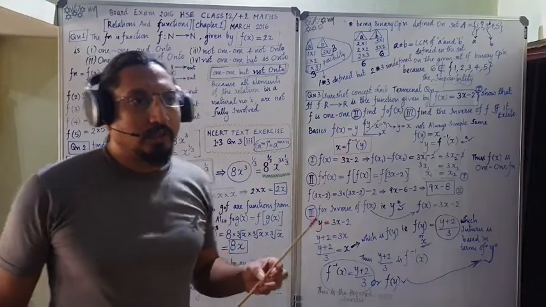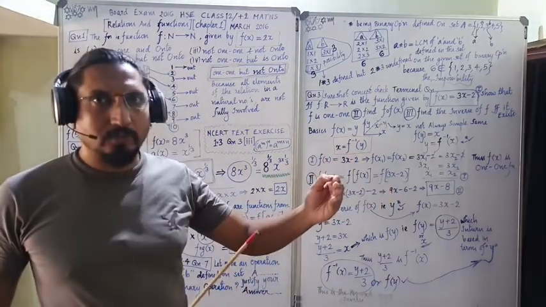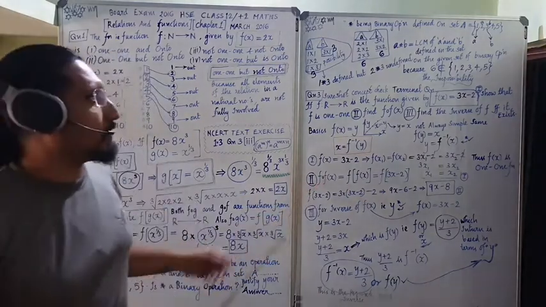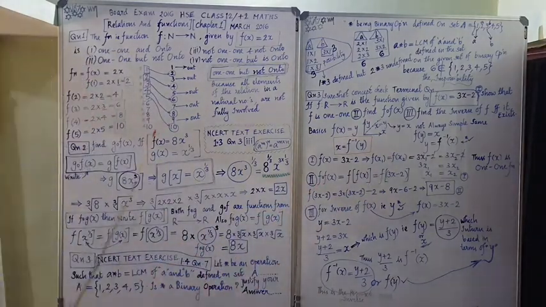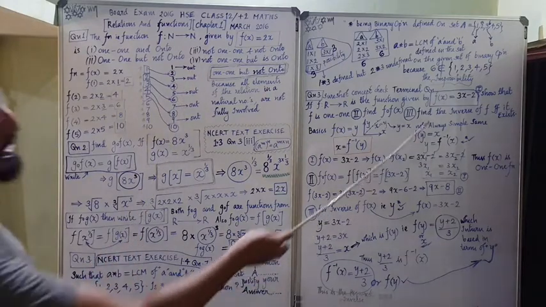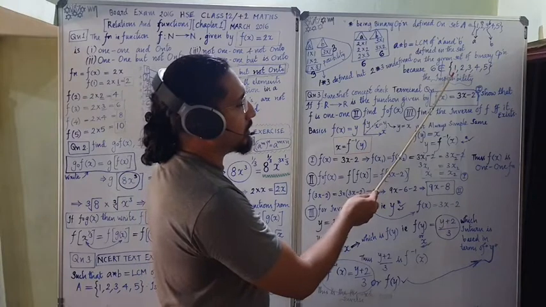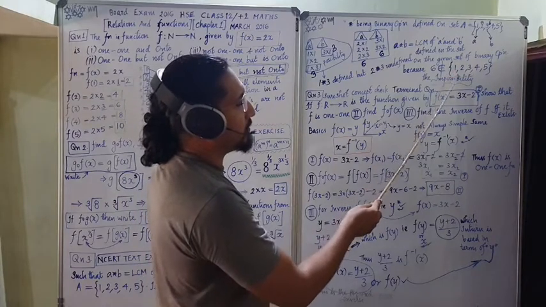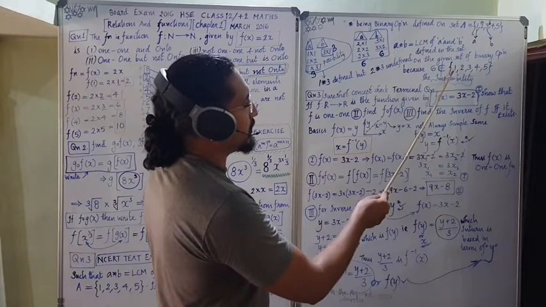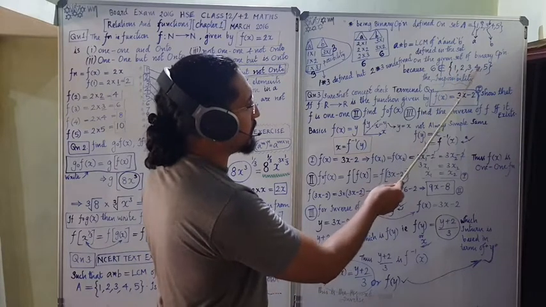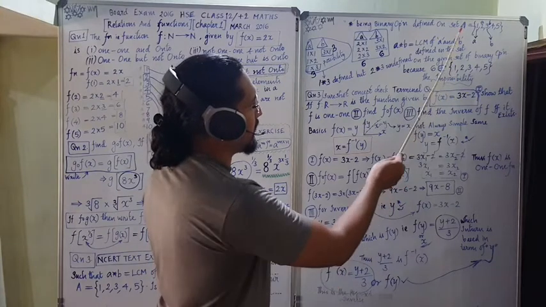A set is a collection of elements in a flower bracket. This is a set. It can be given a name also. For example, S is equal to {1, 2, 3, 4, 5}. This is one set. It can be given a name A also.